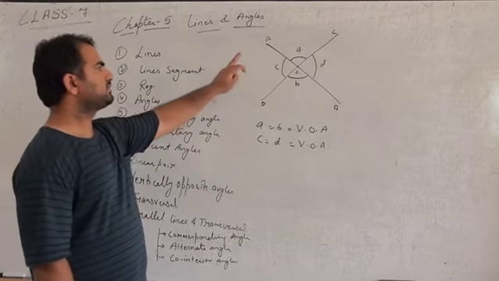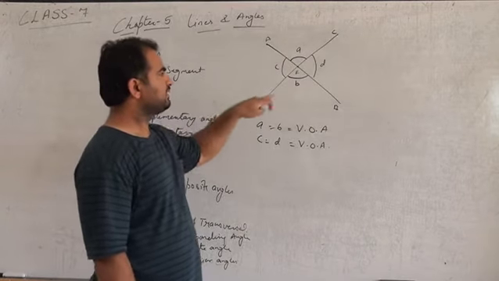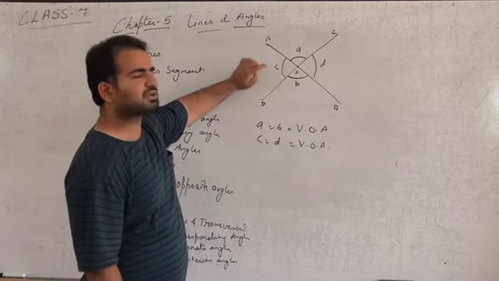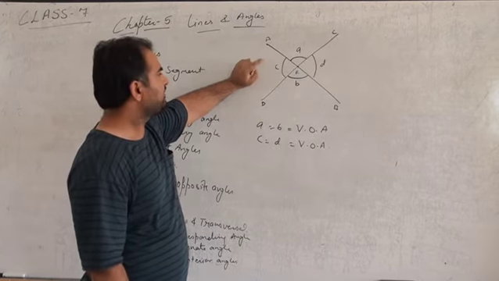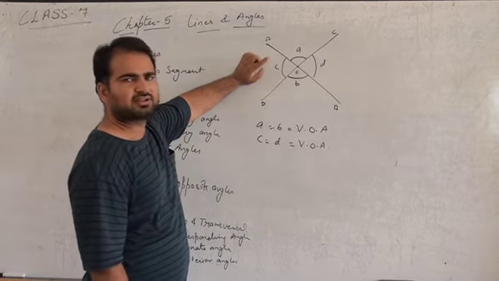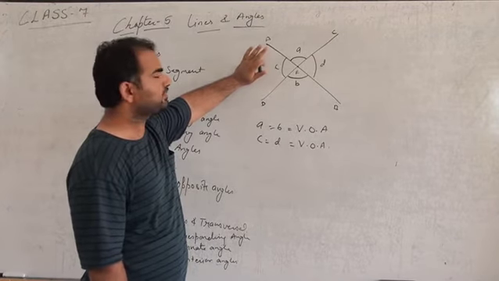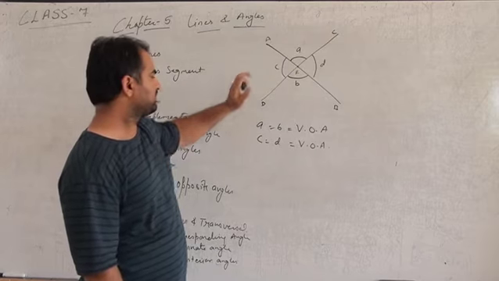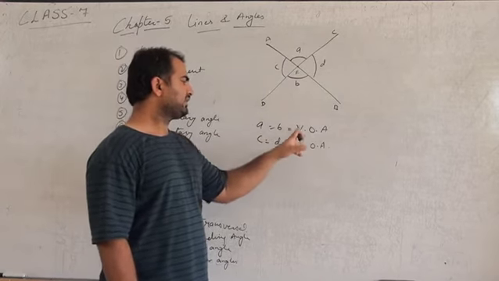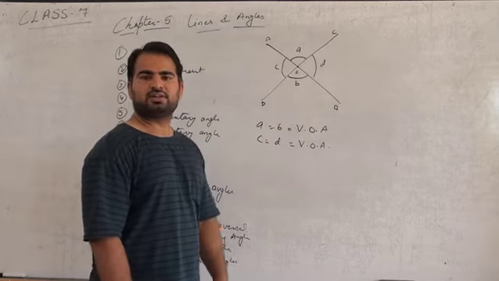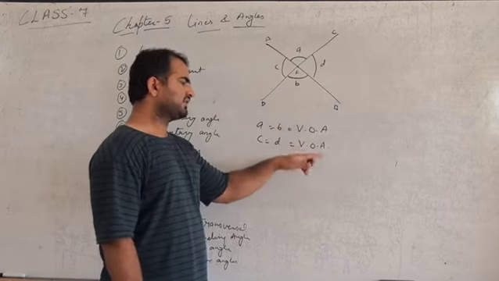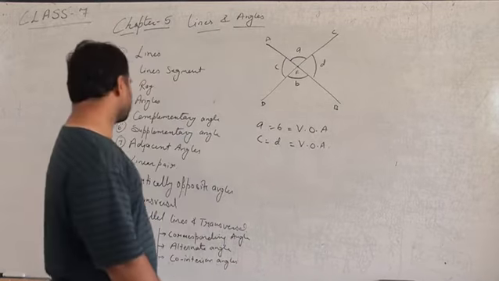So what is this? Two lines that intersect each other at a common point are known as intersecting lines, and when there are two intersecting lines, there must be a set of two vertically opposite angles. So angle A is equal to angle B and angle C is equal to angle D, and the reason is vertically opposite angles.